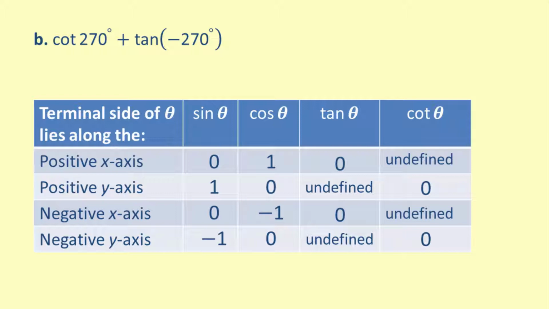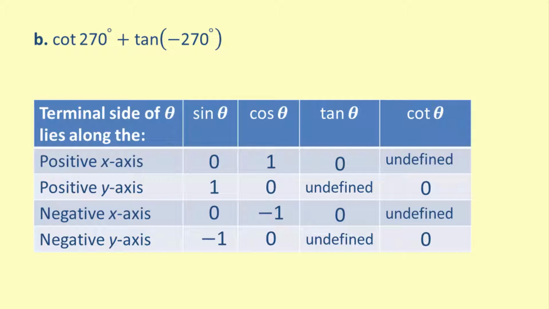Therefore, cosine of 270 degrees plus sine of 450 degrees is equal to 0 plus 1, which is 1. Lastly, for part B, use the table to find the values of cotangent of 270 degrees and tangent of negative 270 degrees. Earlier, we determined that the terminal side of a 270-degree angle is the negative y-axis, and the terminal side of a negative 270-degree angle is the positive y-axis.